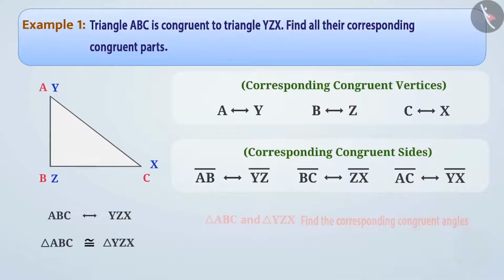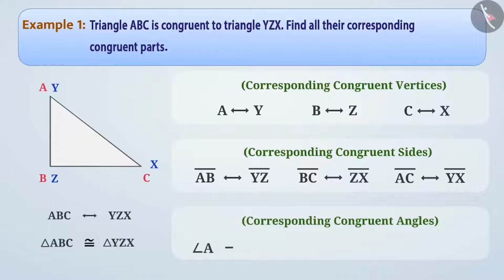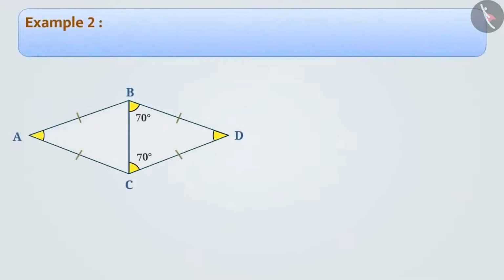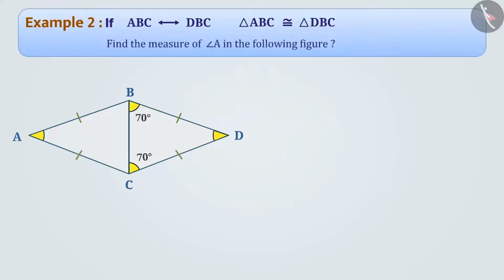Their corresponding congruent angles will be: A is matching with Y, B is matching with Z, and C is matching with X. Example 2. If triangle ABC is congruent to triangle DBC, with ABC matching with DBC, find the measure of angle A in the following figure.